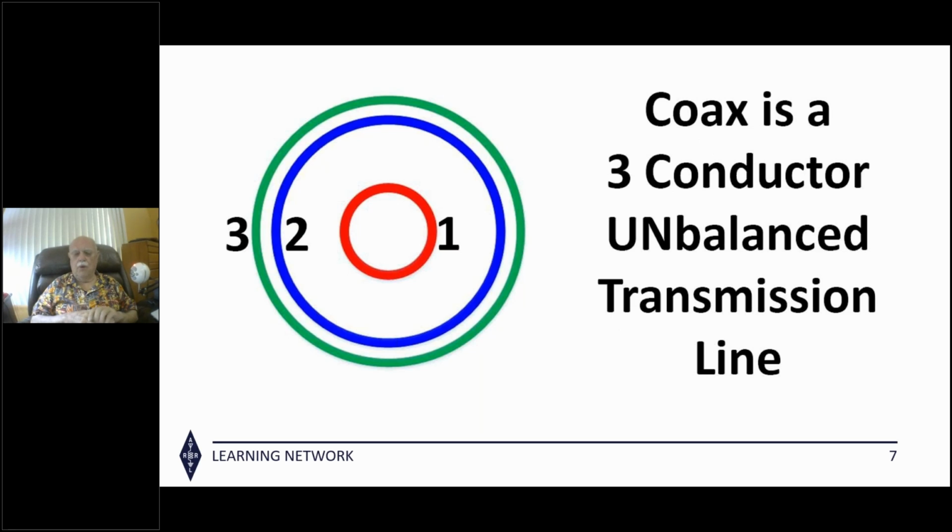Here's a diagram of what the shield looks like. The shield, unlike the center conductor, has two sides, and it therefore has two possible conductors. And skin effect is what allows it to happen. There can be current flowing on the inside in one direction, and there can be current flowing on the outside in the opposite direction. And that's exactly what happens in coax. And that's exactly why coax is a three-conductor, unbalanced transmission line. And it's unbalanced because of that green outer skin.